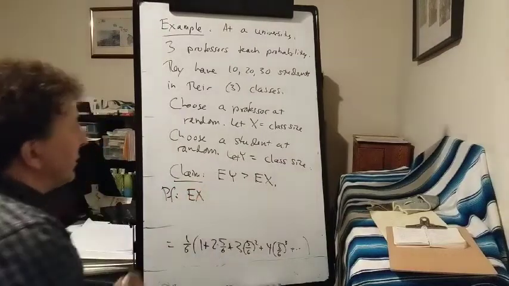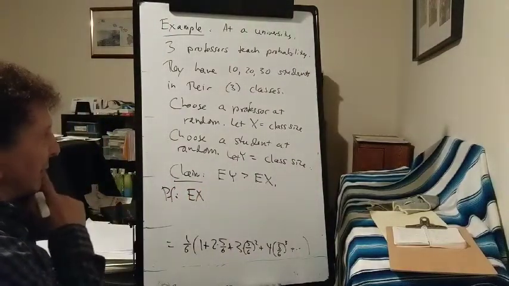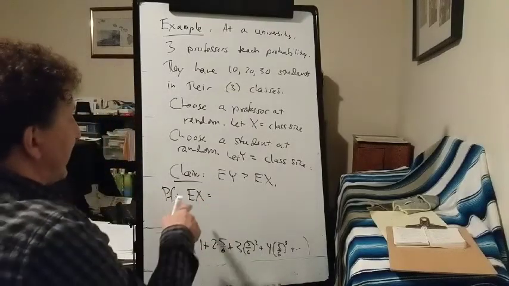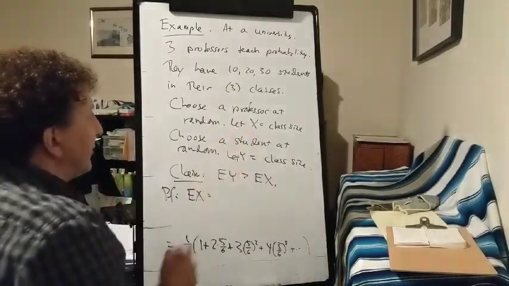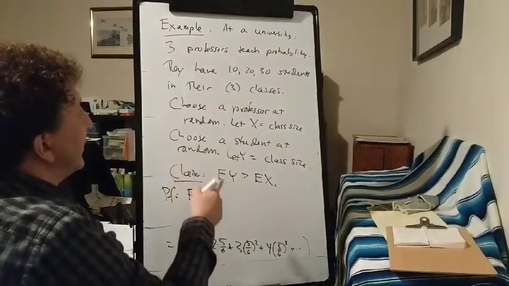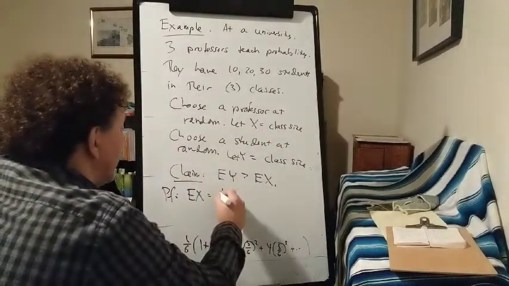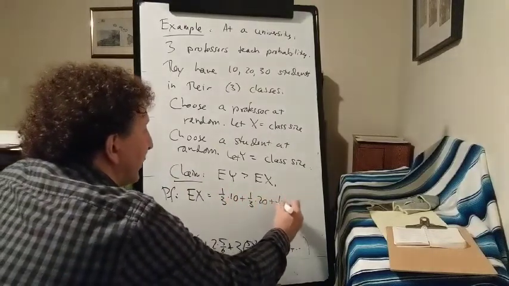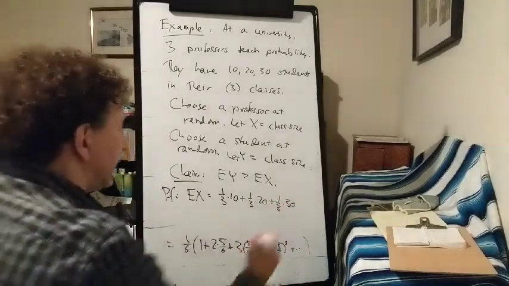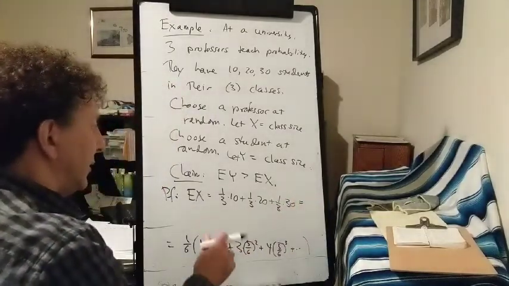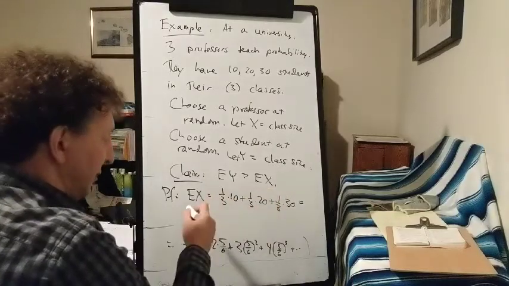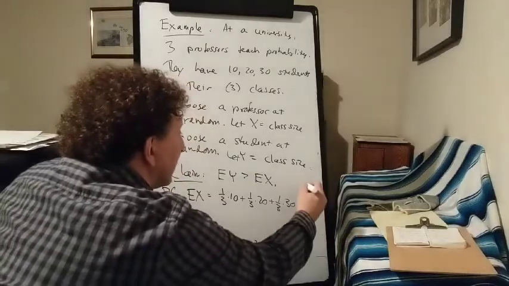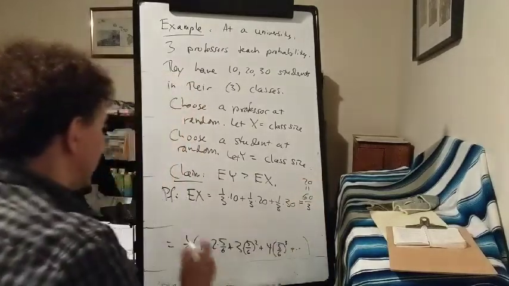So, choosing a professor at random is sort of an easier problem. The different values that the class size of a professor could take are 10, 20, and 30, each with probability 1/3. So 1/3 times 10 plus 1/3 times 20 plus 1/3 times 30 equals 10 plus 20 plus 30 all over 3, which is 60 over 3, which is 20.